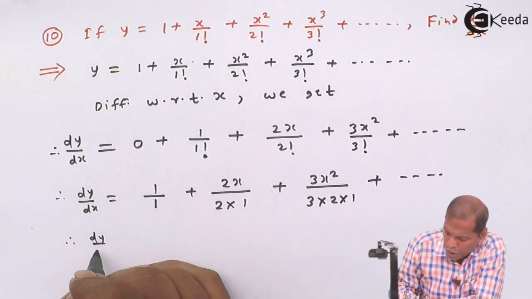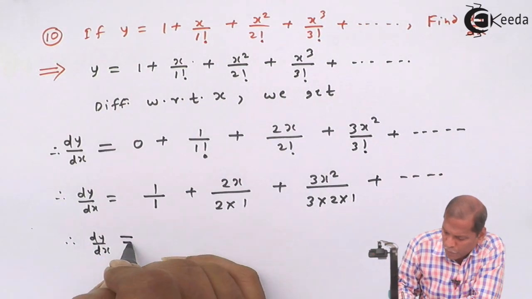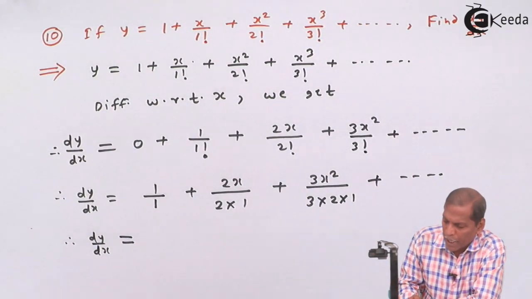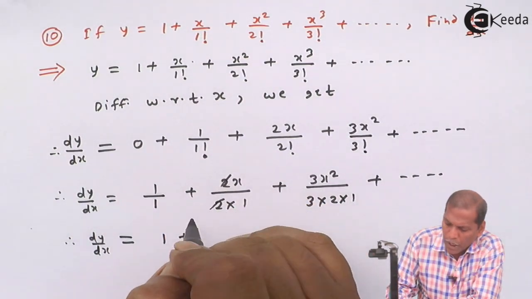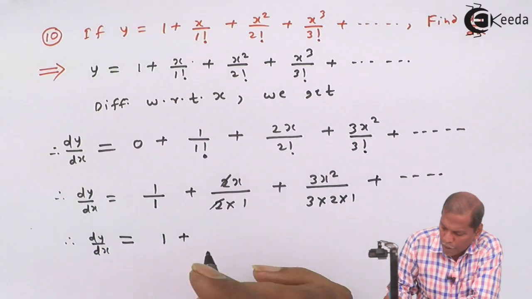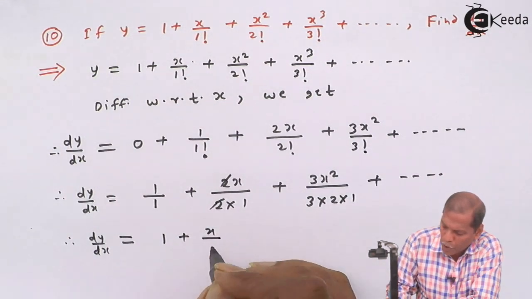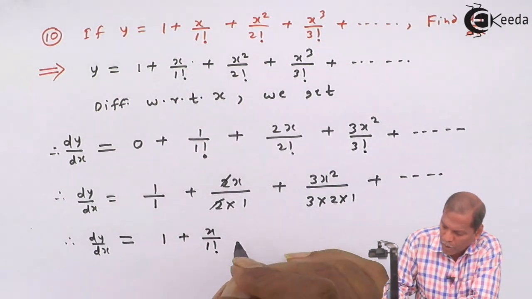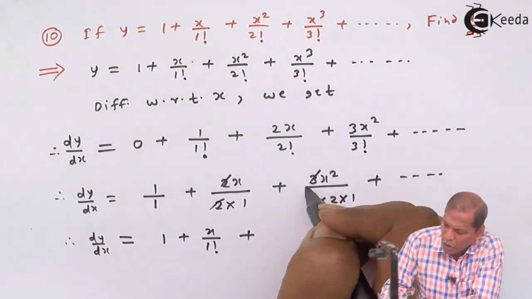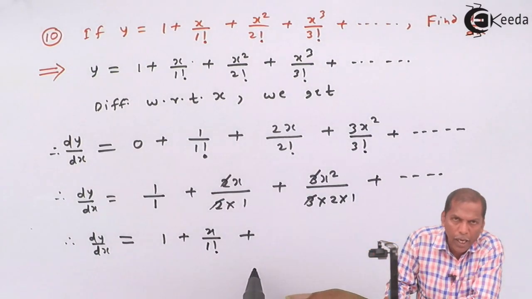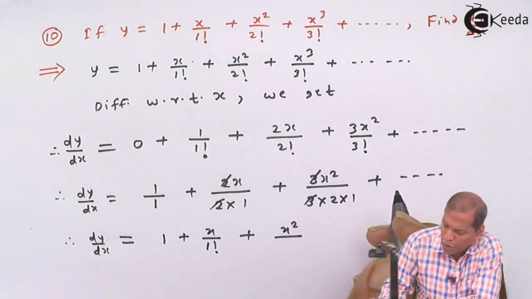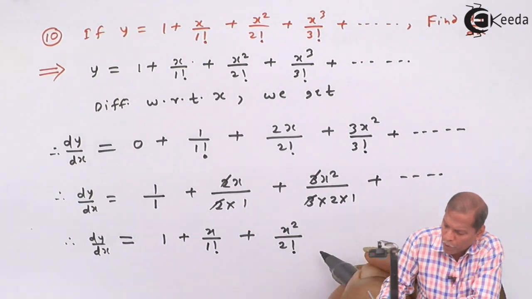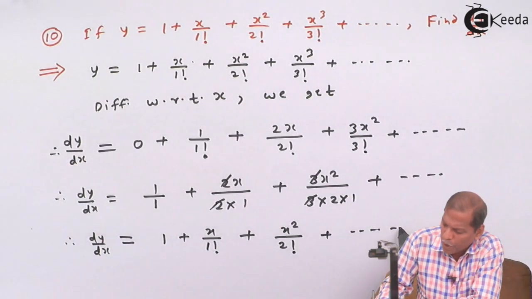So in this way, on simplifying further, we get dy by dx is equal to 1 plus, here we cancel 2 from numerator and denominator, so we have x upon 1, which can be written as 1 factorial. Now in the next step, 3 cancels from numerator and denominator, so we are left with x square upon 2 into 1, which means 2 factorial, and plus so on.